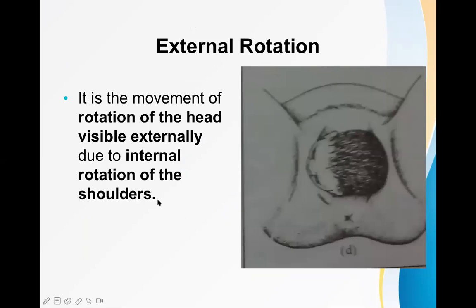What is external rotation then? It is just the extension of restitution. It is the movement of rotation of the head visible externally due to internal rotation of the shoulders. Now see that it has completed. This is the external rotation. In other words, it is the extension of restitution itself.